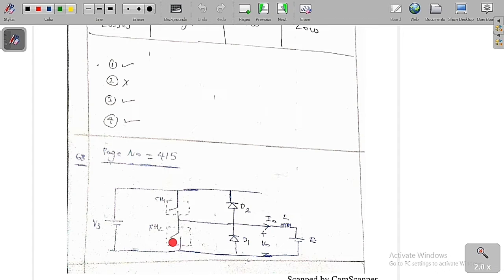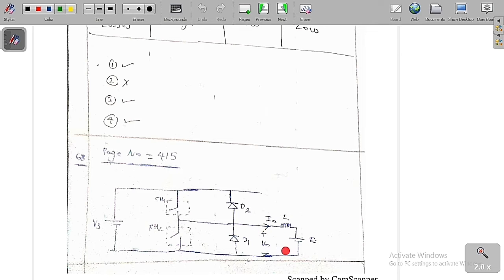In the third case, I am going to turn on CH2. So if I turn on CH2, V0 is equal to 0 and it is charging in the negative direction. Whereas in the last case, D2 is on, V0 is equal to plus Vs and the inductor is discharging in the negative direction.